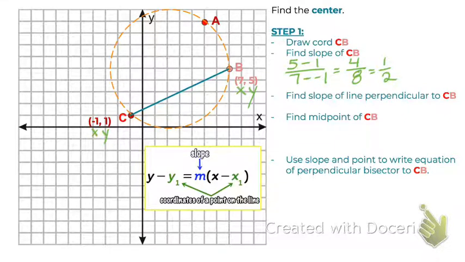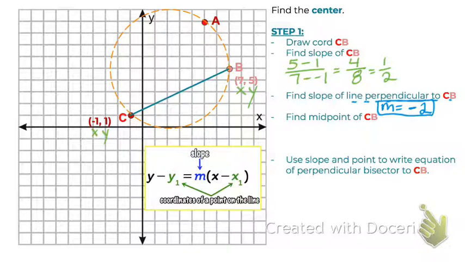So the only reason we found the slope of this line is because, again, we want to find the slope of the line that is perpendicular to this. So we need to remember, if something is perpendicular, the slope is the opposite reciprocal. So if this one is positive, the slope of the line that's perpendicular has to be negative. If this one is 1/2, I need to flip it. The slope of my new line is going to be -2. So this is the slope of the line that is perpendicular to CB.